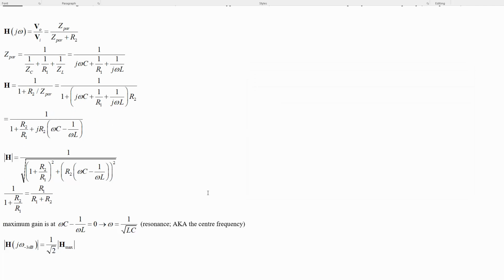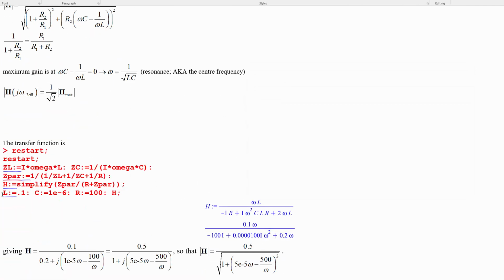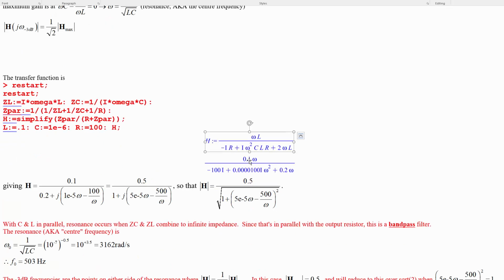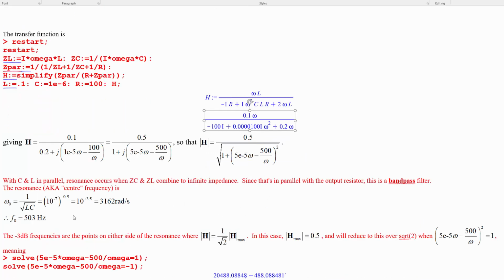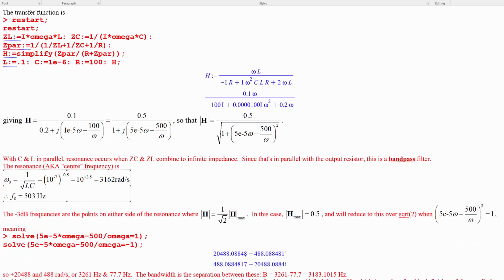All right, so let's substitute the numbers that we've got in the problem in. With the inductance, capacitance, and resistance that we had, we can calculate the transfer function. We can clean that up to make it obvious what to look for for the 3 dB frequencies. Before we do that, let's solve for the center or resonant frequency, 1 over root LC, and that's 503 hertz. The minus 3 dB frequencies are where we reduce to 1 over root 2 of the maximum amplitude, which in this case is 0.5. So this factoring has worked out quite nicely.